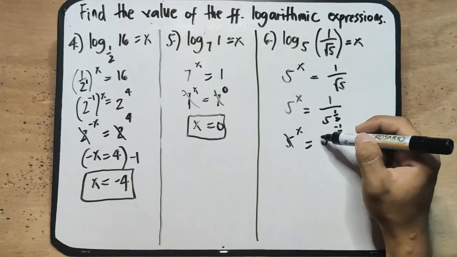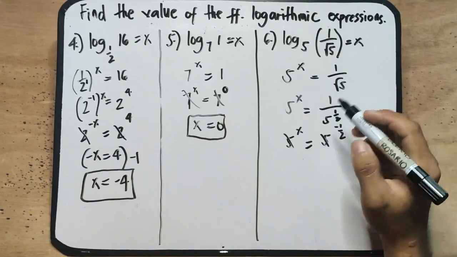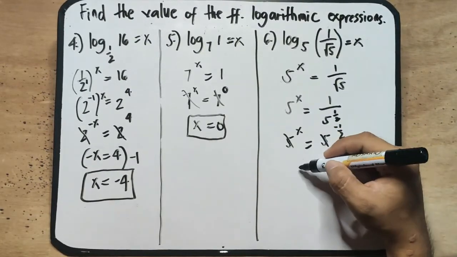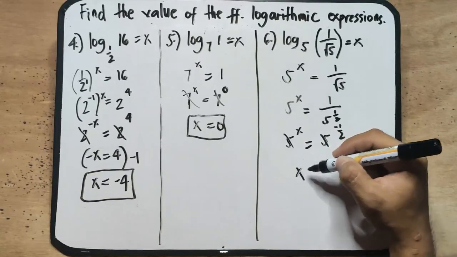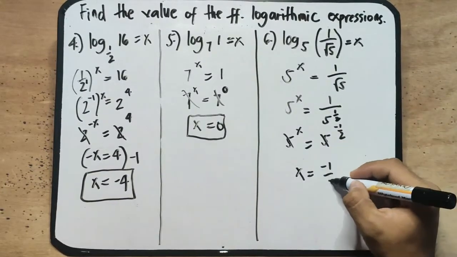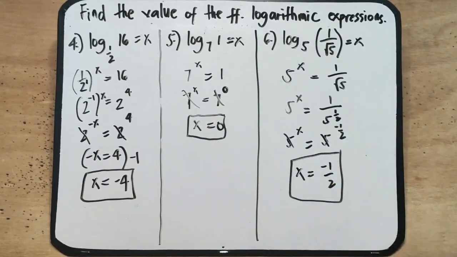With this, we disregard the base, so we bring down their exponent. So therefore, the answer is x is equal to negative 1 all over 2. Understood?